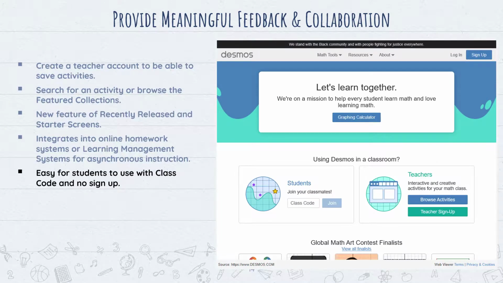Desmos is really easy for students to use. All that they need is a class code in order to join the class, and you can see that they would enter that right here. They don't have to sign up, put any personal information in, or anything.